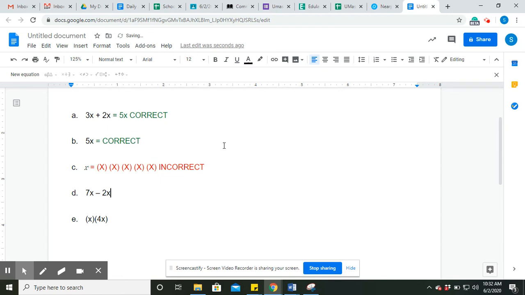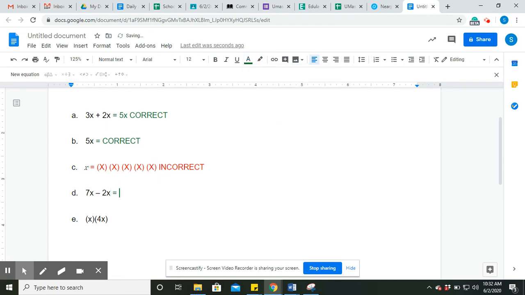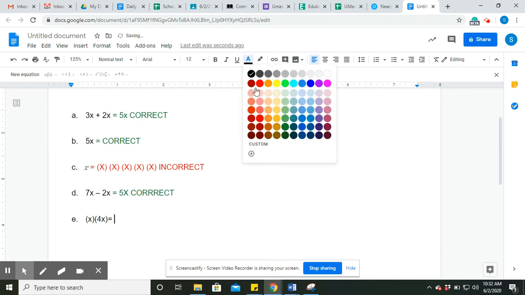If I come down to expression D, 7x minus 2x, 7 groups of x minus 2 groups of x would give me 5x. So this is an equivalent expression. And then expression E is a little bit tricky.